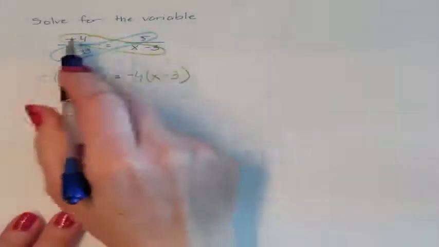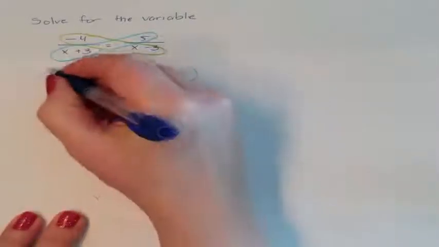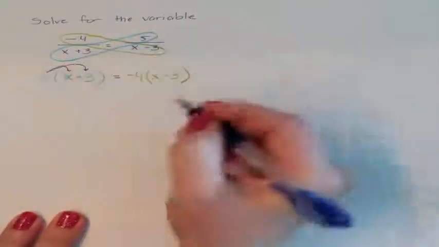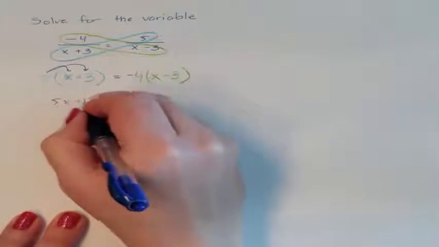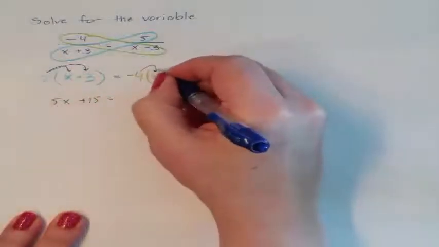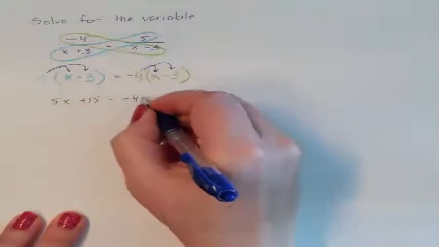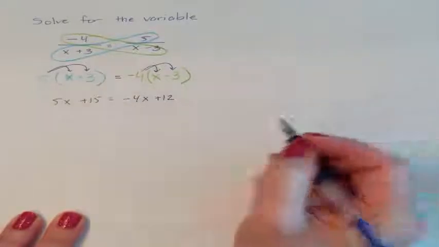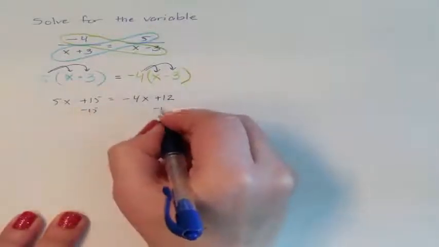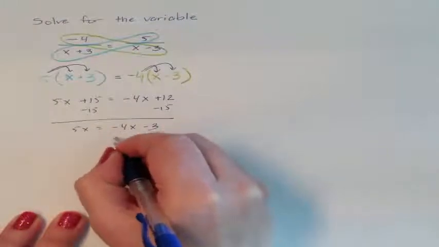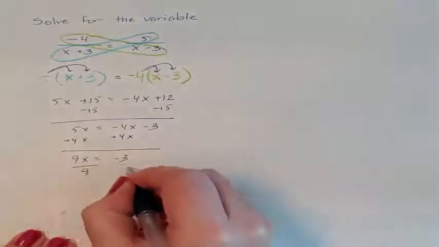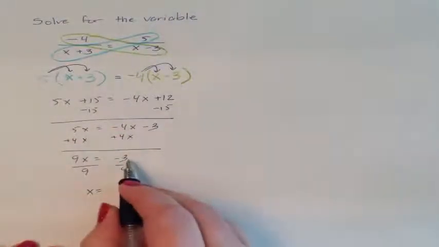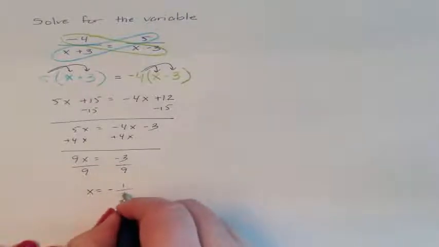So now that I have cross multiplied, I am going to go ahead and distribute into my parentheses so I can solve for the x. So this is a 5x plus 15, and this distributed in is going to give me a negative 4x plus 12. So solving for x, x is going to be negative 3 over 9, which simplifies to negative 1/3.